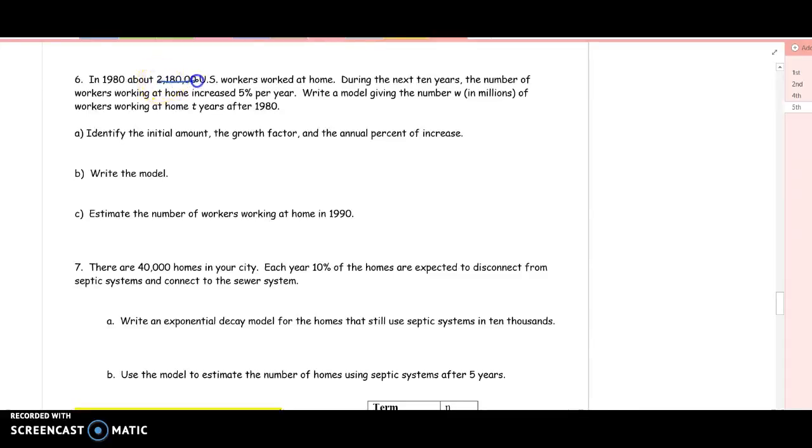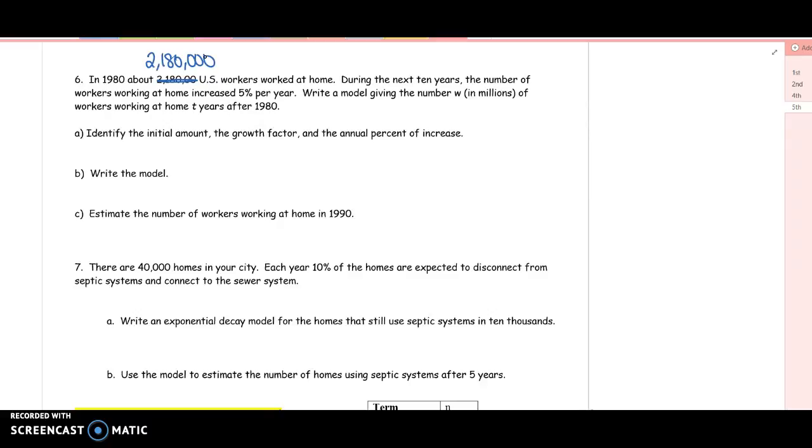Please make a correction. There's a 0 missing. This should be 2,180,000. In 1980, about 2,180,000 U.S. workers worked at home. During the next 10 years, the number of workers working at home increased 5% per year.